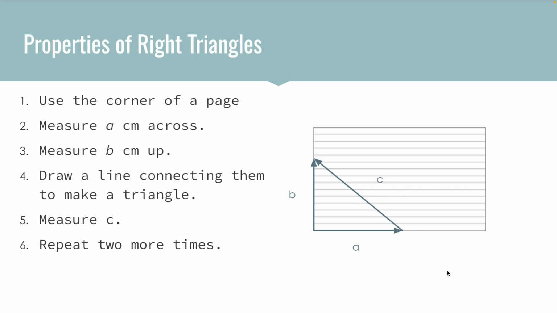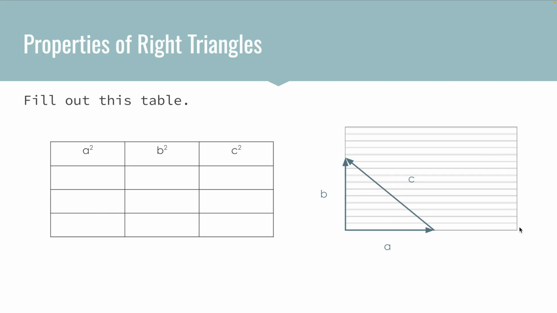And you're going to repeat that 2 more times, so you have 3 triangles where you know the measurements of A, B, and C. Once you've done that, I want you to fill out this table. You're going to square the A, so A times A, B times B, C times C, and put that down for the 3 triangles that you created. So pause the video, draw and measure those 3 triangles, fill out this table, and then start up the video again when you're ready.